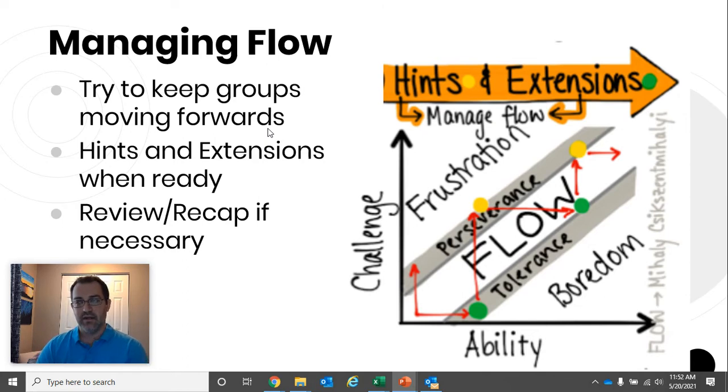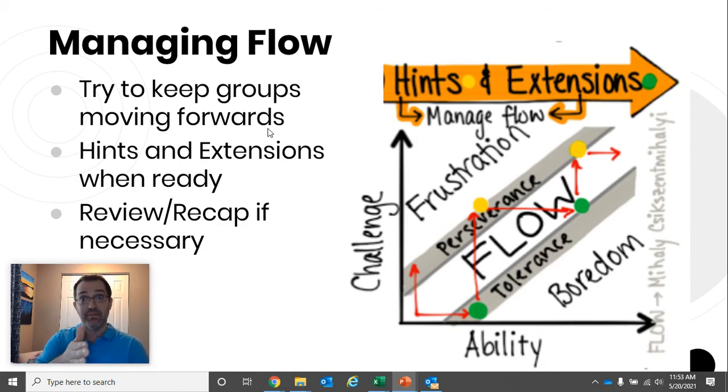So the idea here is trying to manage flow, which is trying to have the question level be right at the right spot for the kids so that they're engaged with it and ready to go. So he's created this nice little diagram where we're balancing ability of the group versus the challenge of the question. And what you can imagine, I think, is if the ability level of the group isn't too strong yet, but the question is too hard, then we're in that frustration zone.